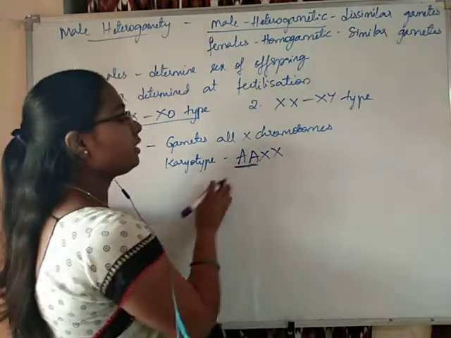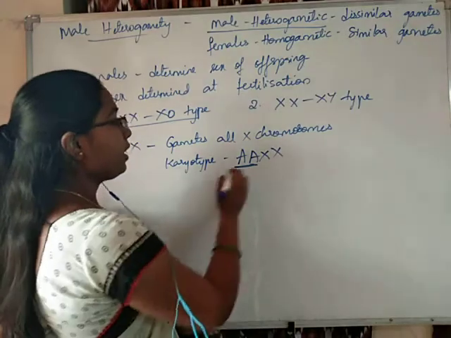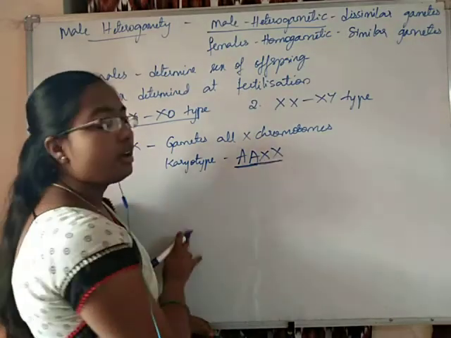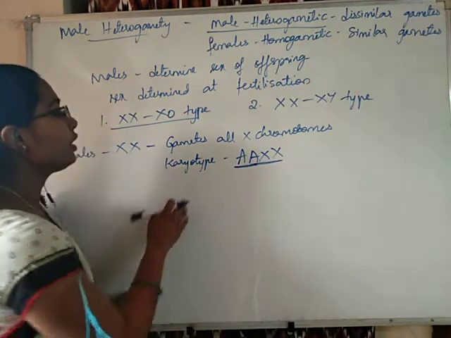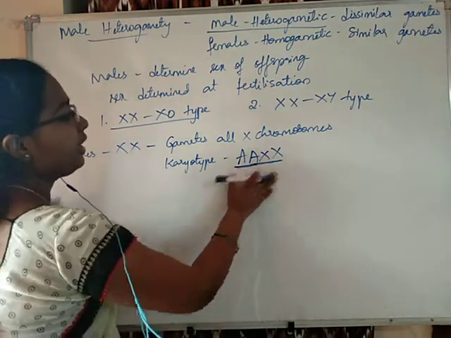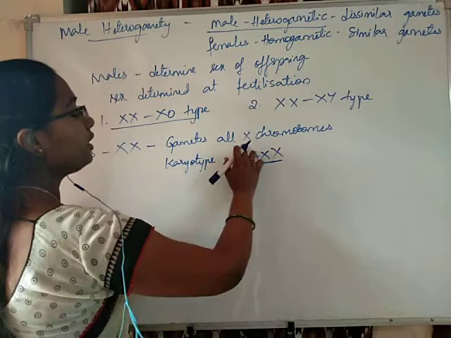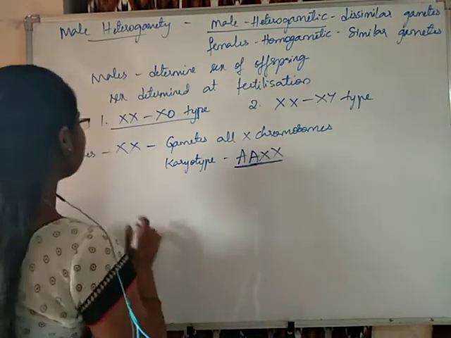So, AA is indicating the two sets of autosomes and XX are indicating the homogamety in female individuals. Okay. So here the karyotype of females is AAXX. They produce all the gametes with X chromosomes.